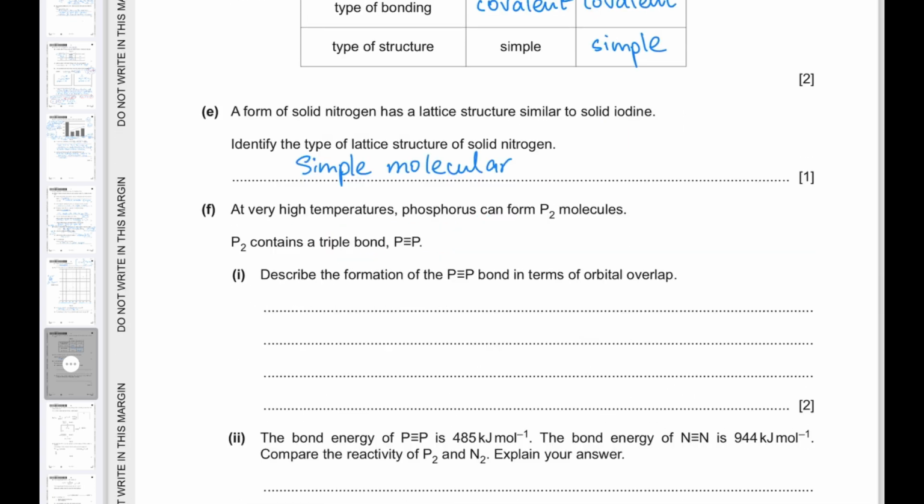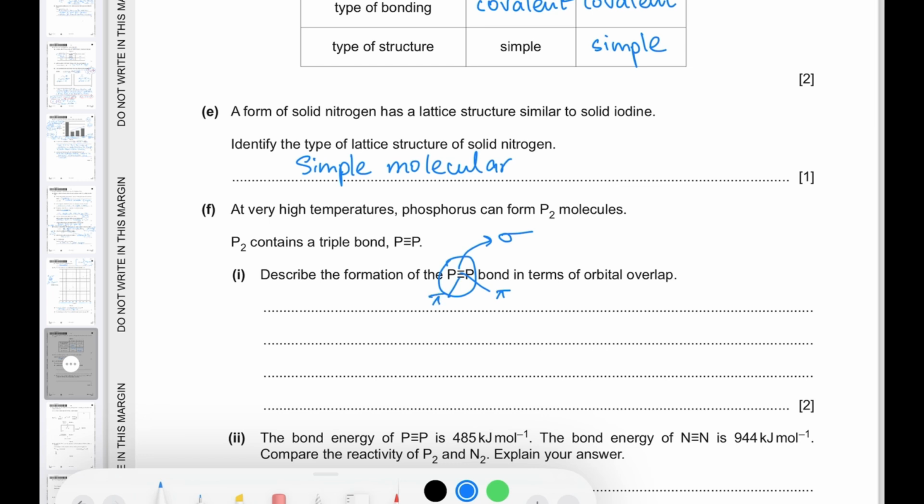F, at very high temperatures, phosphorus can form diphosphorus molecules which contain a triple bond. Describe the formation of the triple bond in terms of orbital overlap. Okay, so whenever you have single or double bonds, remember that the first bond is always formed by the overlap of sigma bonds, whereas the second and third, or all of the following bonds, are formed by overlap of pi orbitals.